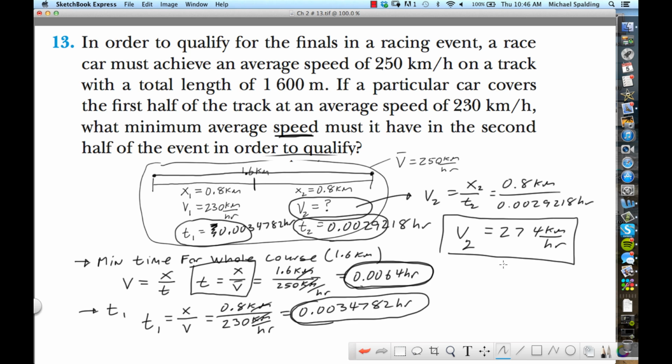On a multiple choice, the answers are far enough apart that I wouldn't have like 274, 274.1, 273.9. Because then it becomes a sig fig question. Then it's all about significant figures. All right, let's do one more.